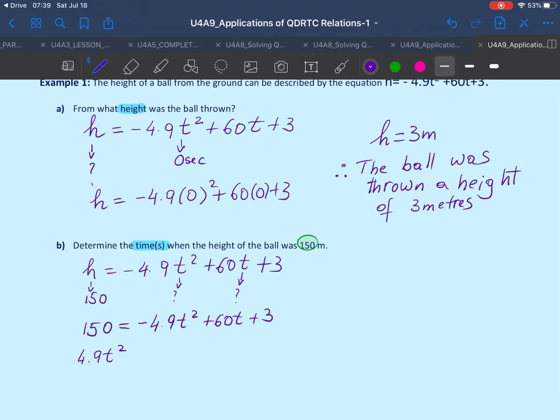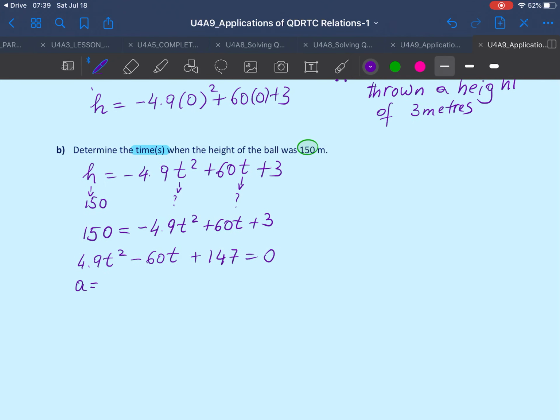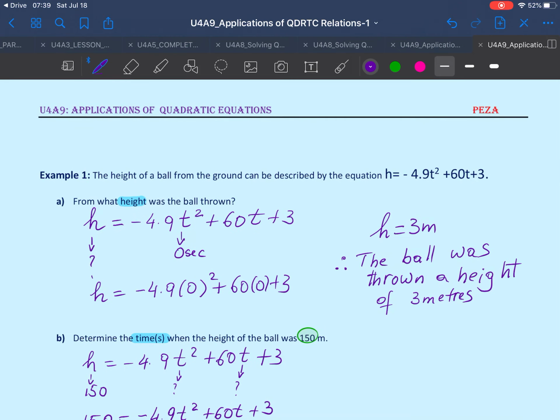And here we go, 4.9t squared, that will become positive because it was negative, and it has changed sides. And then plus 60t, it becomes negative because it goes from the right to the left. We already have 150 on the left side. It will stay here, but 3 will join. 3 becomes negative 3, so that's plus 147 equals 0. So I have an equation with coefficients a 4.9, b negative 60, and c 147. And I have to solve by using the quadratic formula.